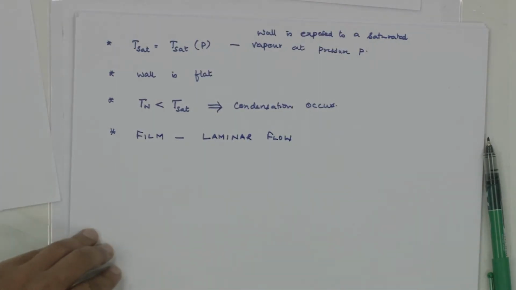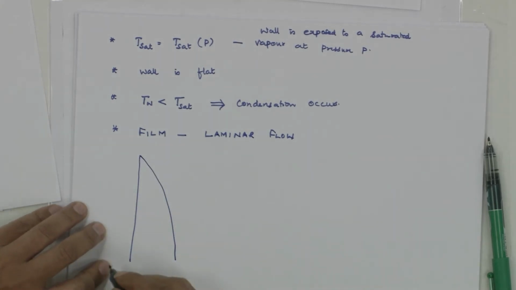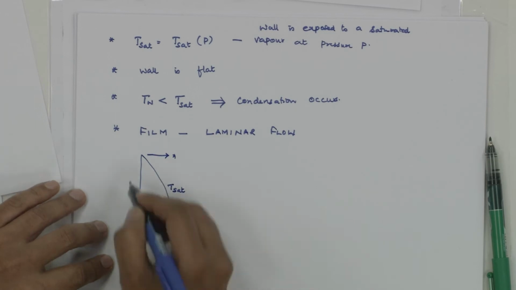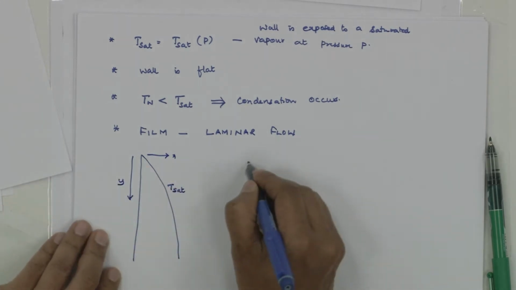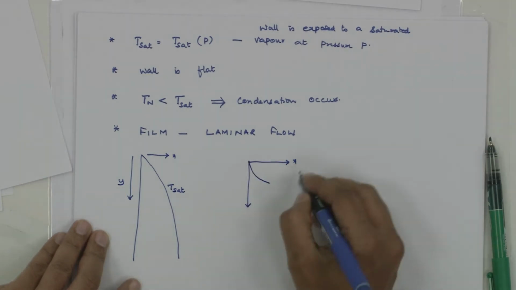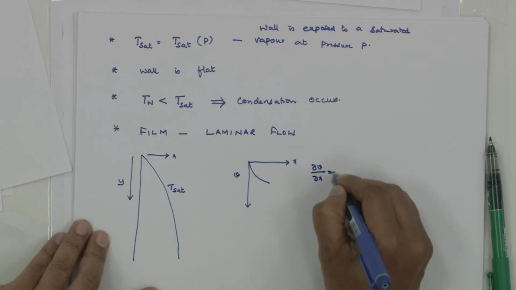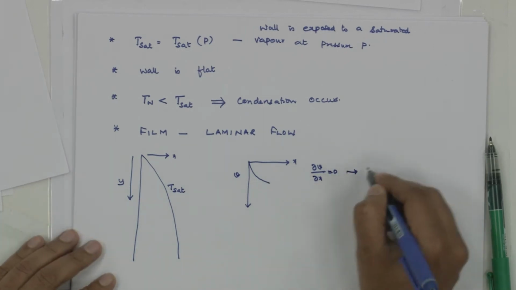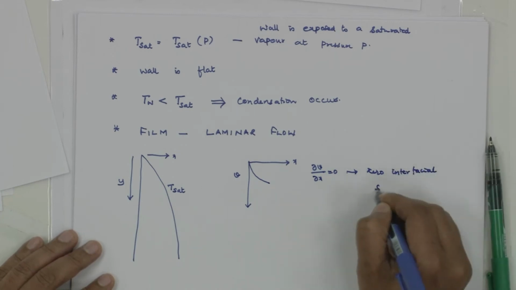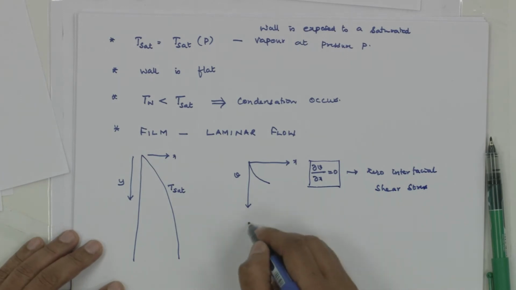Of course, for this I will have to redraw. I take the flat plate, this is my film, this is my Tsat, and this is my X, and this is my Y, and this is the velocity profile. This is V. I consider del V by del X as 0, although it is there, I consider 0 interfacial shear stress.